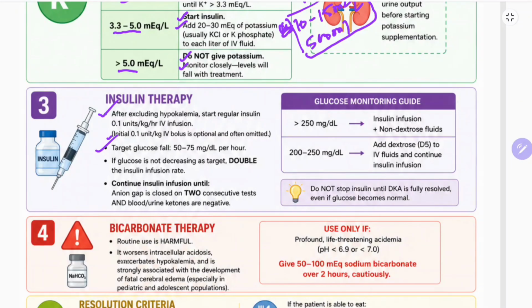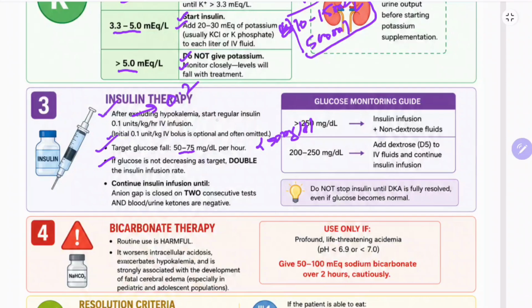Target glucose fall: every hour the glucose should be measured, and every hour potassium should be measured. Remember, the target glucose fall is 50 to 75 milligram per deciliter per hour. Now if the glucose is not decreasing as targeted, then double the insulin infusion rate. For example, if the glucose is falling less than 50 milligram per deciliter every hour, you will double the insulin infusion rate, from 0.1 to 0.2.